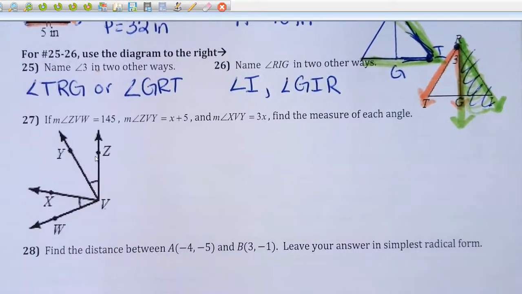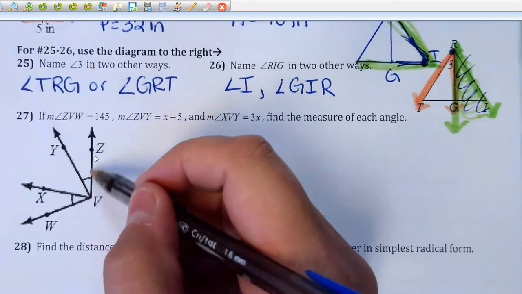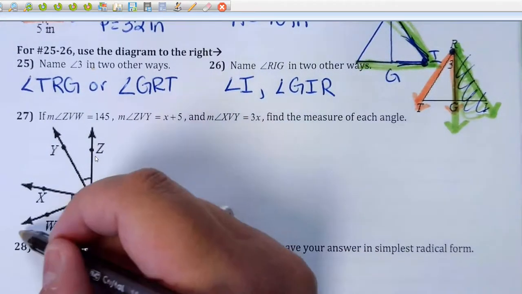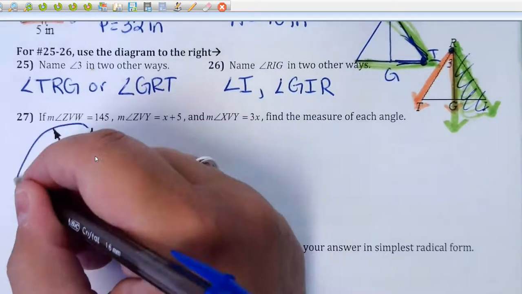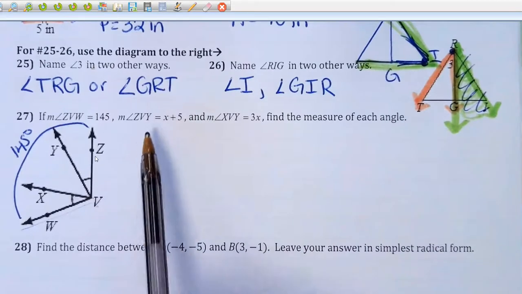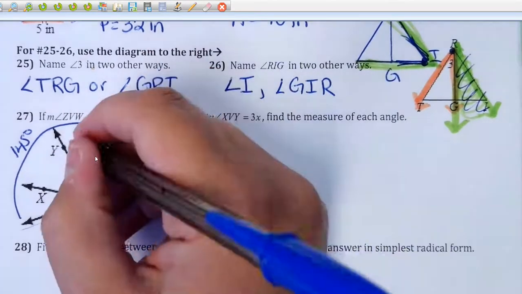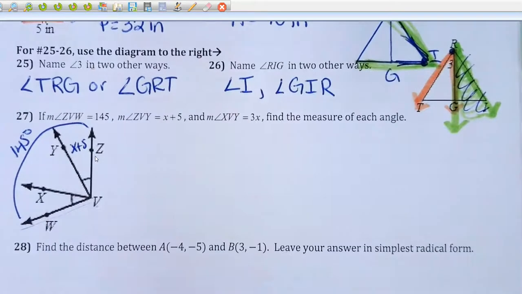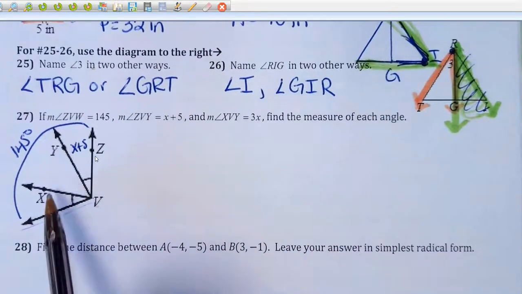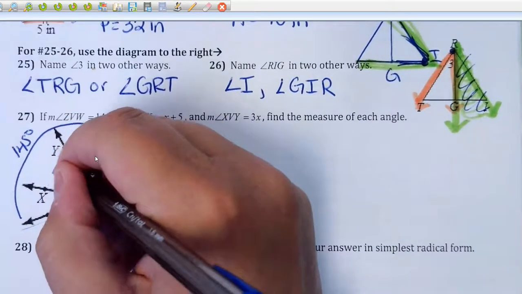Okay, let's look at 27. That's going to go with this picture here. So it says angle ZVW, so this entire thing is 145 degrees. Angle ZVY, which is going to be this guy here, is x plus 5 as an expression. Angle XVY, which is this guy here, is going to be 3x.